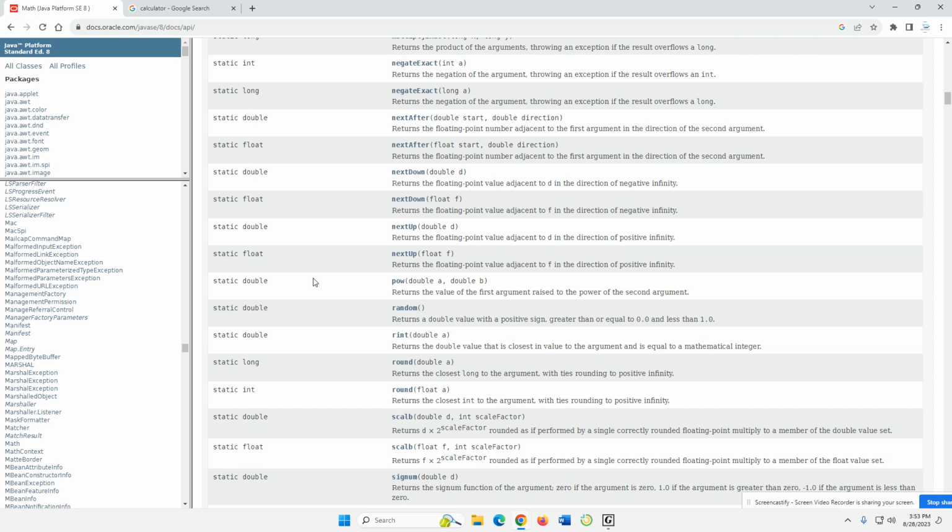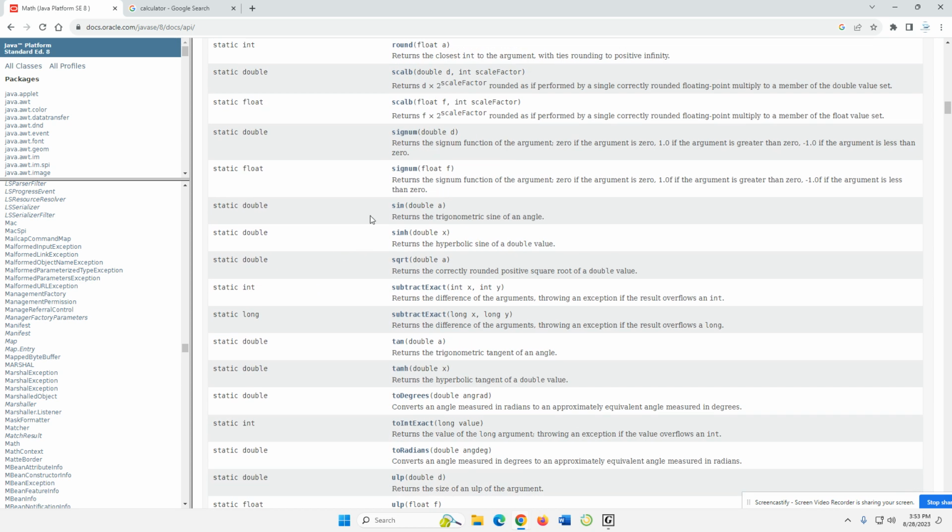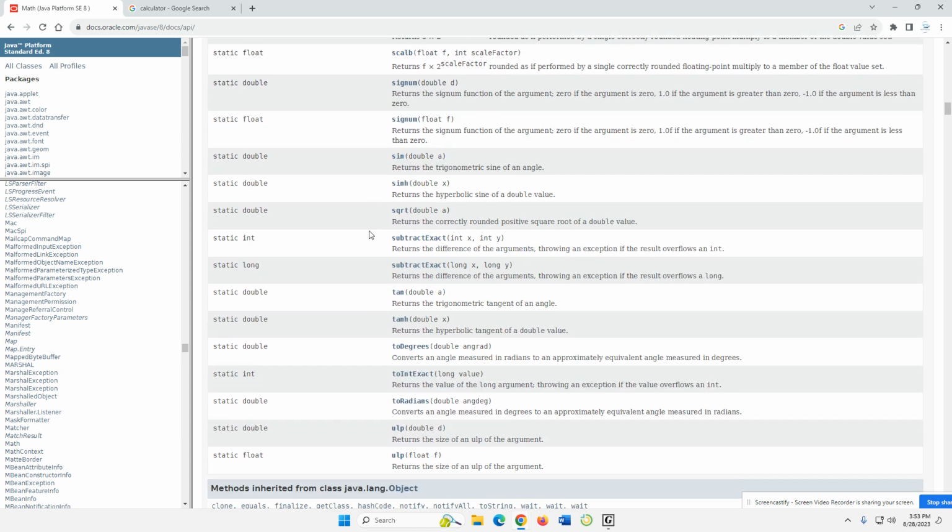The Math class has a method called square root, which, if I can find it, is right here. It says it returns the correctly rounded positive square root of a double's value. And here it tells us what it takes in. It has to take in a double. Remember how if I pass an int to a double, it turns into a double? I could actually pass an int to square root.